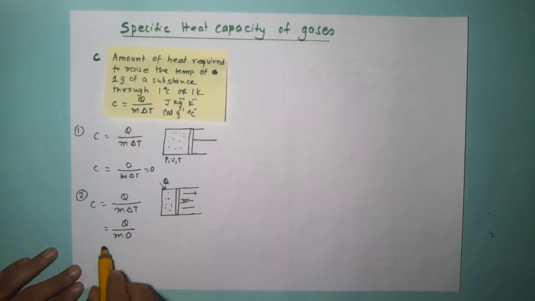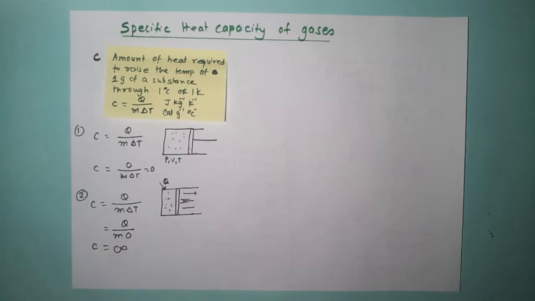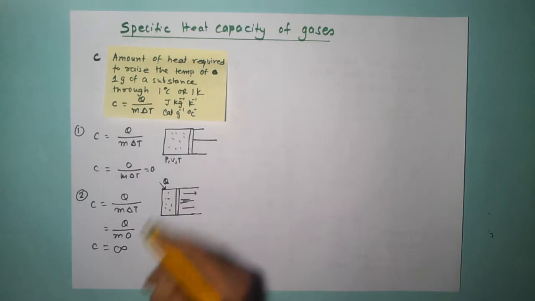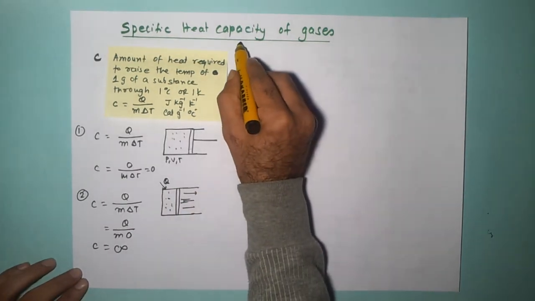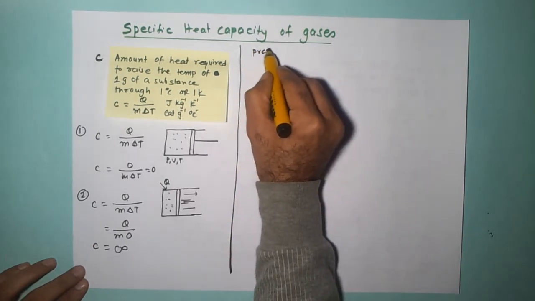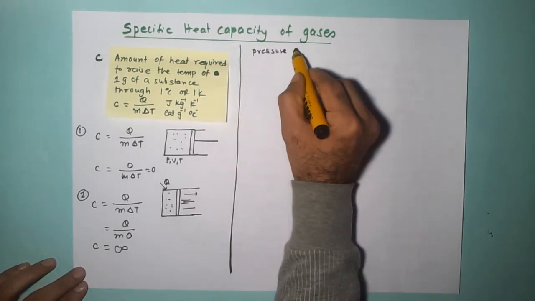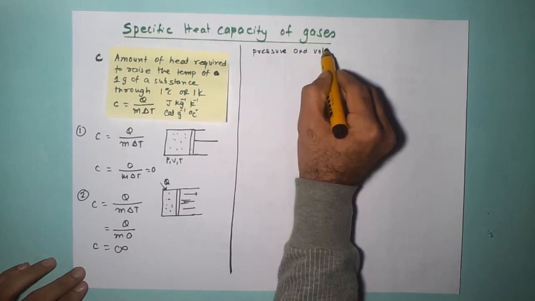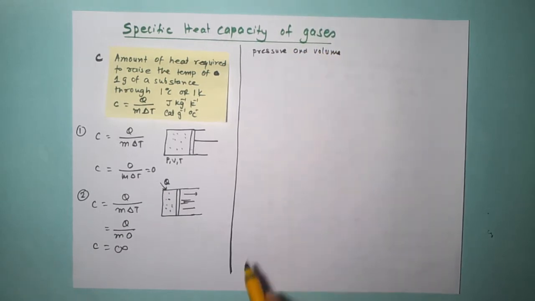So this will become equal to 0, and you will have specific heat capacity as infinity. Now we very well know that this is not possible. A gas cannot have infinite specific heat capacity. So based on these situations, we conclude that the specific heat capacity of a gas has a relationship with the pressure and volume of the gas, so the pressure and volume situation of the gas.